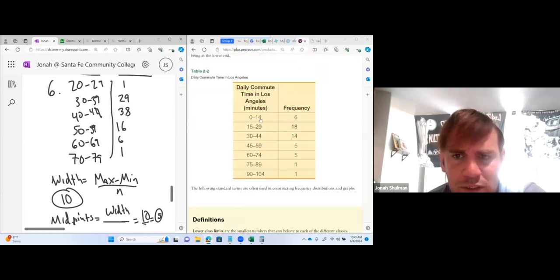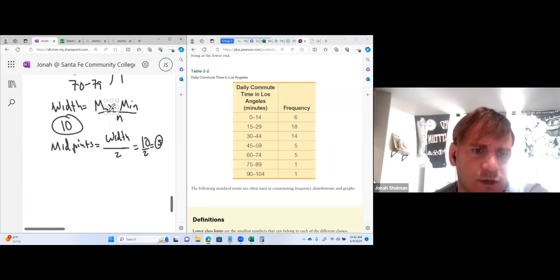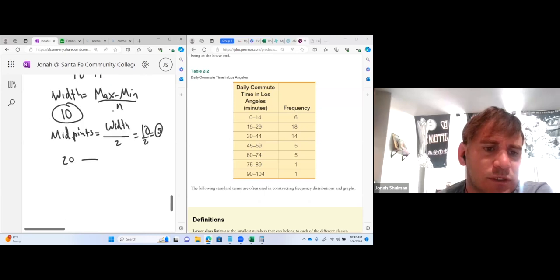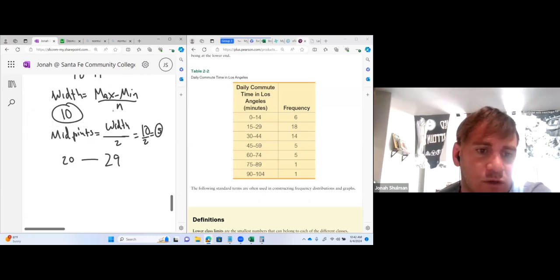So 0 to 14 is 7. Ours is 20 and 29. So the first one should be 24. Let's just make sure it's 24, if not 25. So we're going between 20, and I just want this to be really clear, so we're going between 20 and 29. What is the middlemost number?